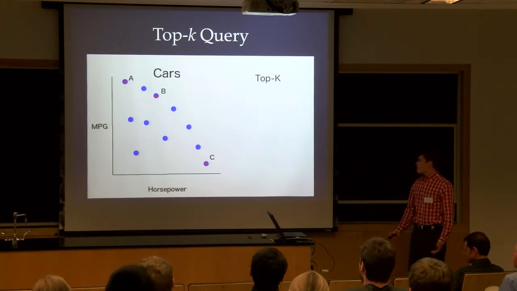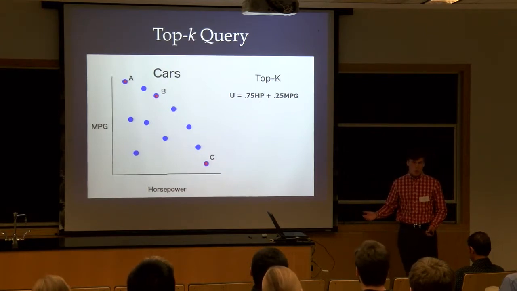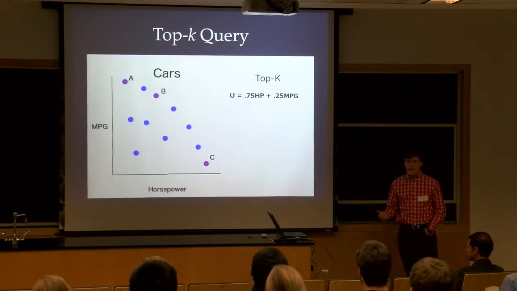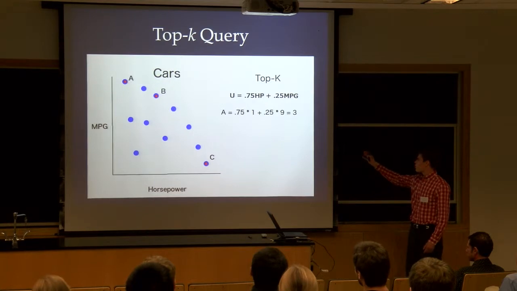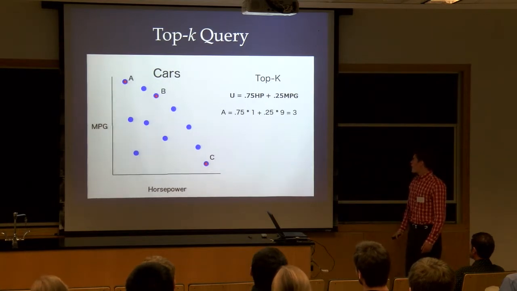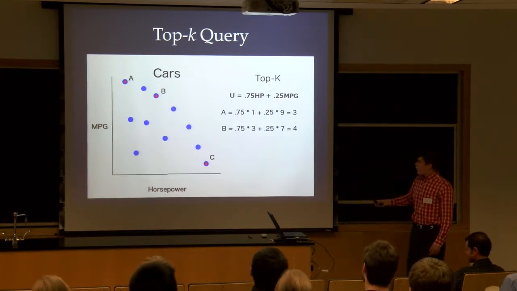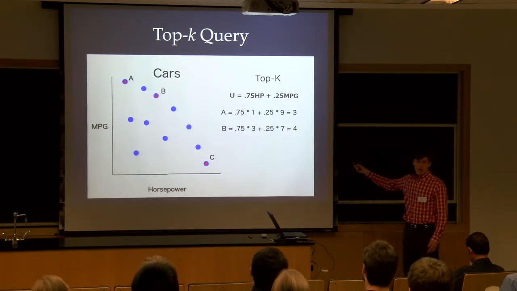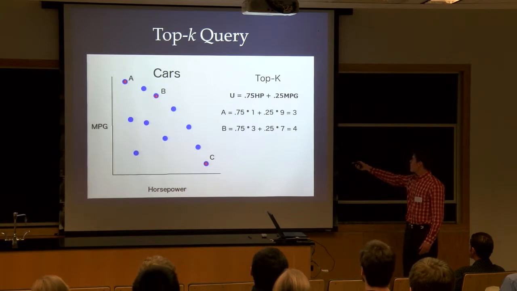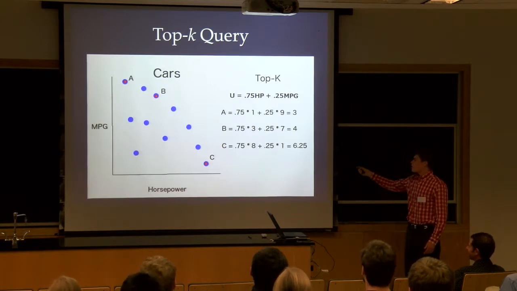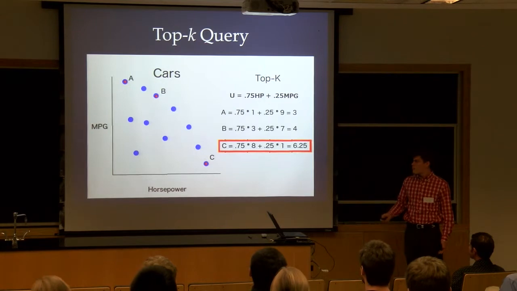So if we have points A, B, and C, for example, then a user might have a utility function where they have a weight of 0.75 for the horsepower, but they care about miles per gallon a little less. They have a weight of 0.25, let's say. And so point A, for example, would have a utility of 3. These units aren't completely correct. You are going to have more than 1 horsepower, I hope. But this would be the utility for A. Point B is a little closer to what they want because it has a little more horsepower. Did I mix those up? I don't know. So it would have a utility of 4. And point C, that's going to be their favorite point. That's going to be ranked first because it has a utility of 6.25.